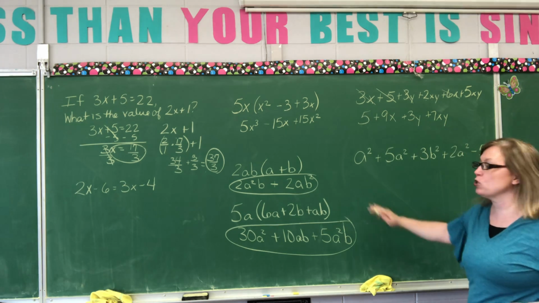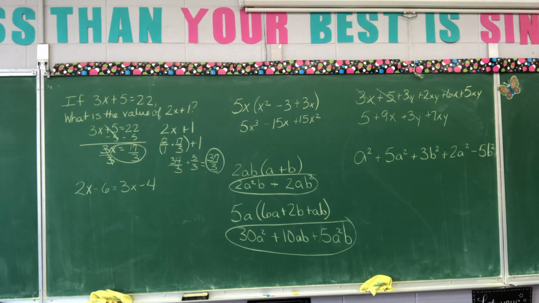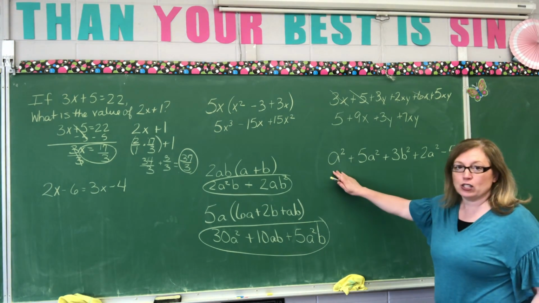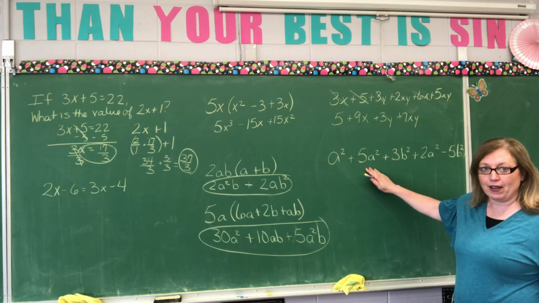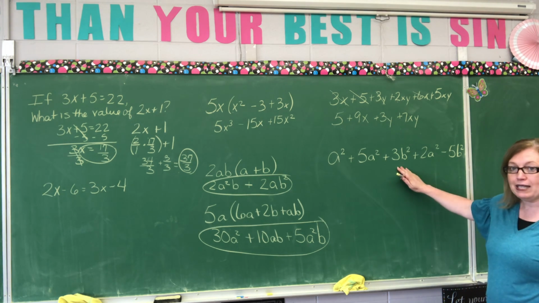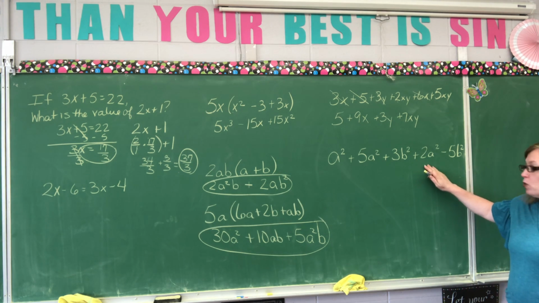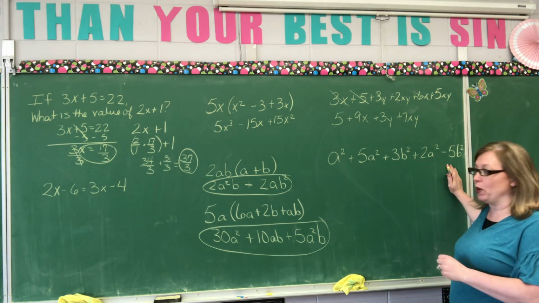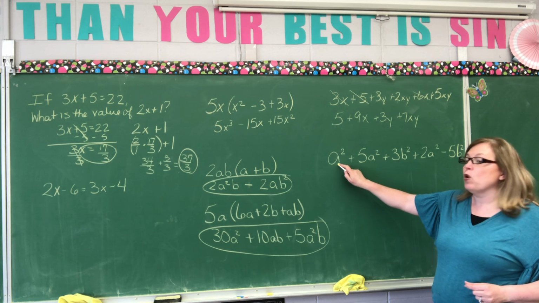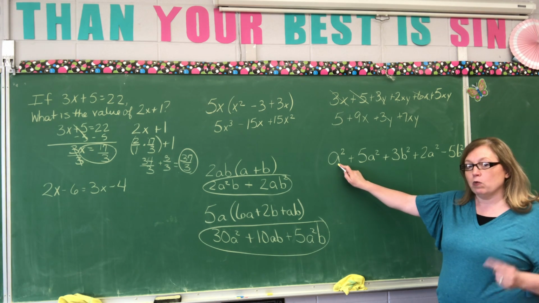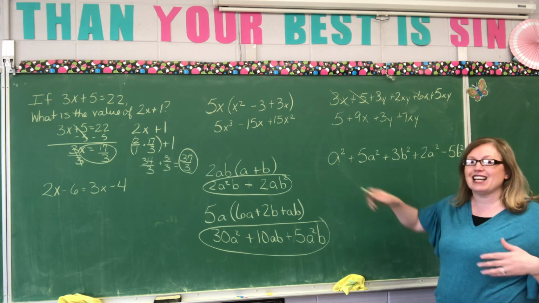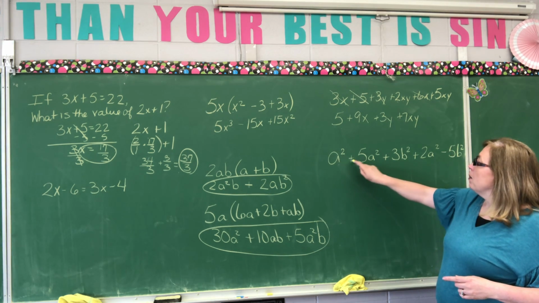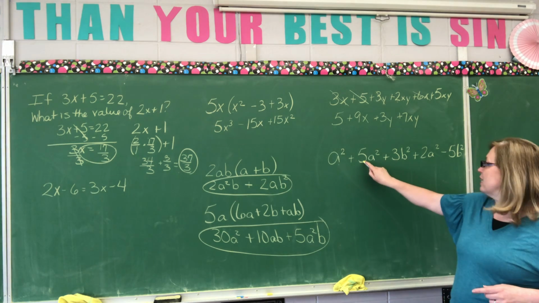Let's look at this last one, okay? This last problem, I'm going to turn this camera a little bit so that I think you can see a little better. We have a squared plus 5a squared plus 3b squared plus 2a squared minus 5b squared. Let's start with our a squares. So we have a squared. What's the coefficient? 1. Even though it's not written, it's the understood 1. So we have 1 plus 5 gives us 6a squared.